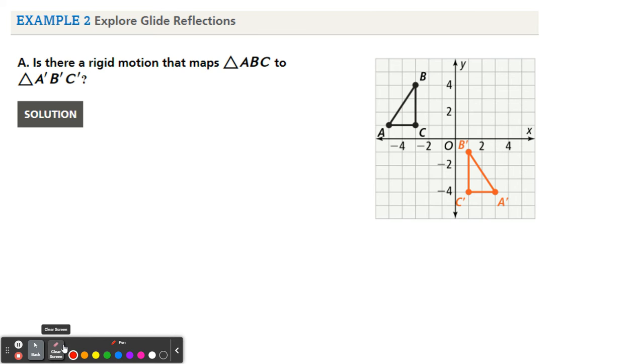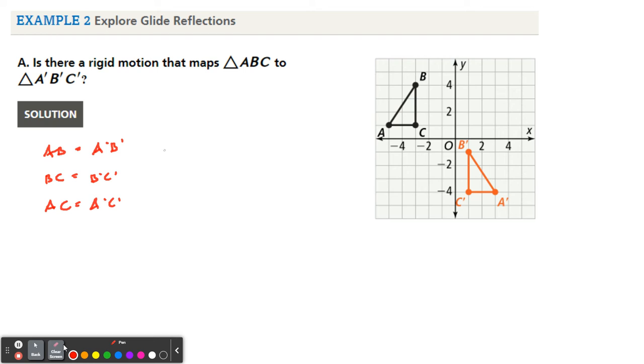All right, so let's do one. Is there a rigid motion that maps triangle ABC to triangle A prime B prime C prime? First, let's go with the definition of a rigid motion. Let's look at the side lengths. AB, is it equal to A prime B prime? I would say yes. BC, is it equal to B prime C prime? I would say yes. And AC, is it equal to A prime C prime? I would say yes. So it preserves side length.